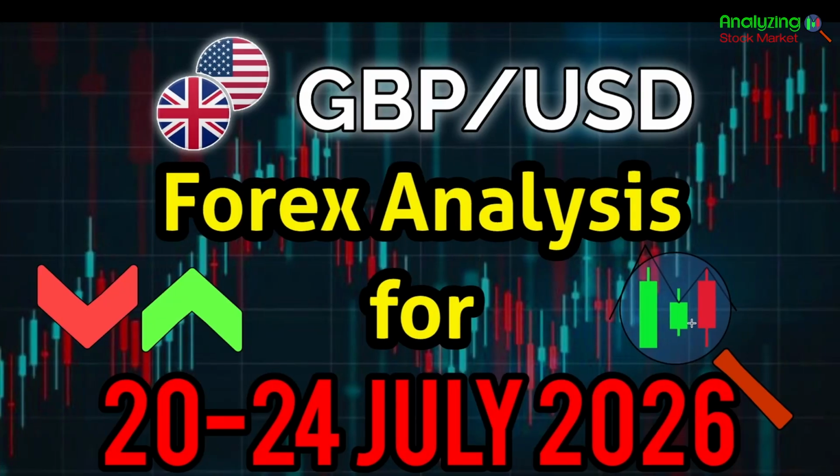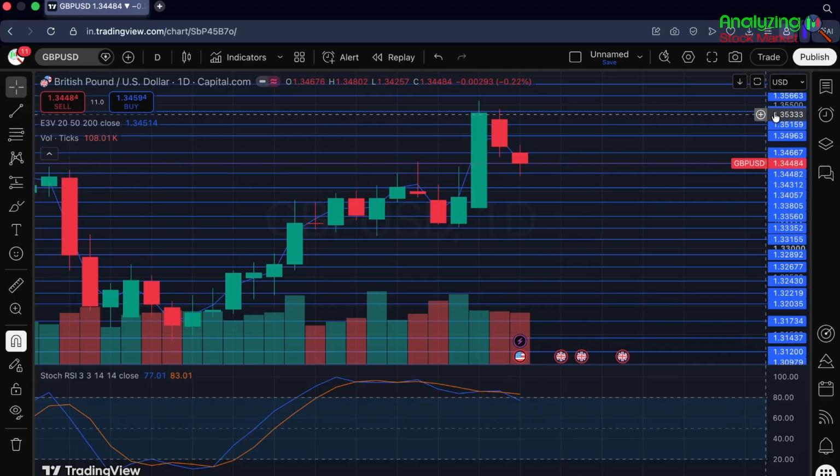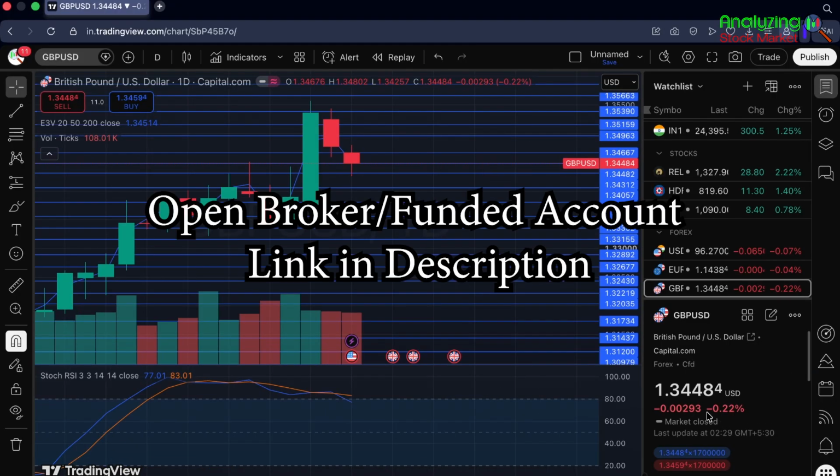Today I'll be talking about the GBP USD pair and we'll do the Forex analysis for 20th to 24th of July 2026. So let's go straight to our chart. First, let's see what happened in GBP USD on Friday. As you can see, on Friday there was a 0.22% negative move, and 1.34484 was the closing on Friday.